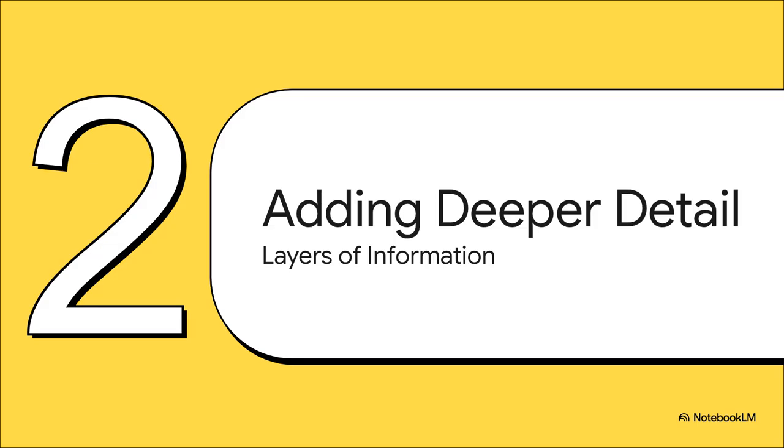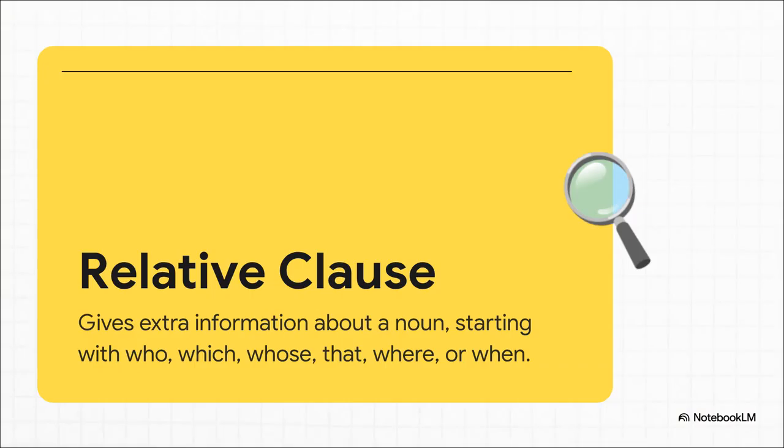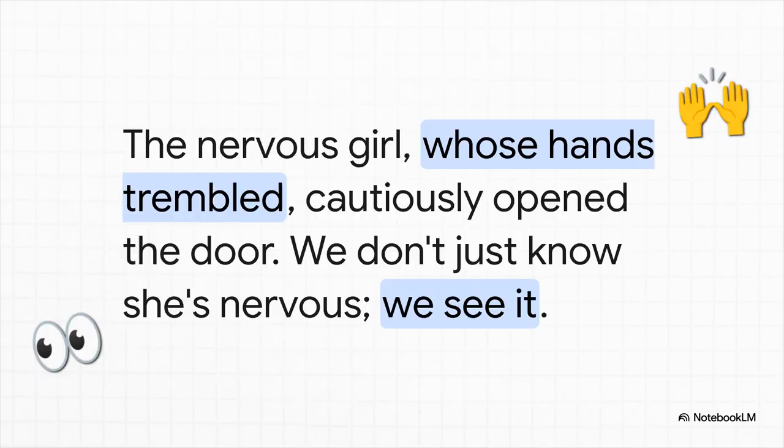But what if we want to add some backstory, some deeper info without having to start a whole new sentence? Well, this is where we get really smart with our words. This brings us to our next tool, the relative clause. Now, this thing is a secret weapon. It lets you tuck a whole mini story right into the middle of your sentence. It's an amazing way to add another layer of detail without slowing anything down. So let's plug it in.